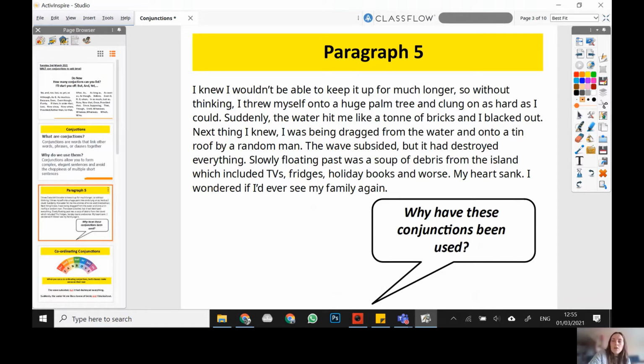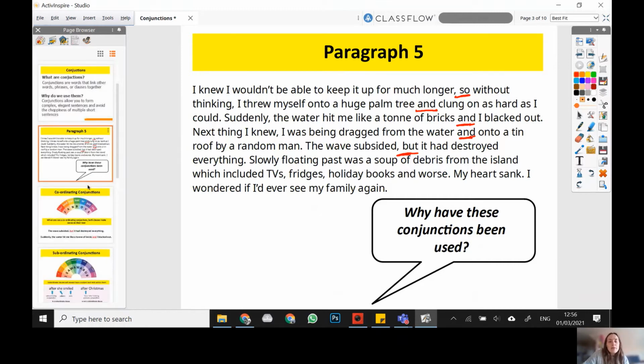All right, so how many did you see? I'm just going to highlight some of them. For example, in our very first sentence, so, okay. I've got and clung on as hard as I could. And I blacked out, okay, and onto the tin roof by a random man. The waves subsided, but it had destroyed everything. Okay, so we've seen how they join bits of information together. For example, I knew I wouldn't be able to keep it up for much longer, so without thinking, I threw myself onto a palm tree. I know that information is linked to the clause in front of it, that he wouldn't be able to keep running for as long as he did.